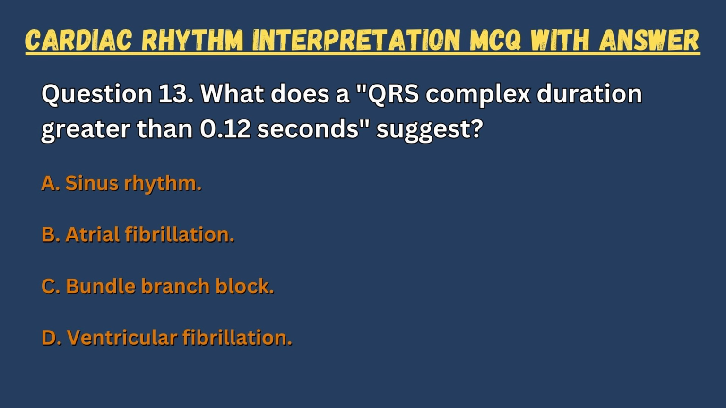Question 13. What does a QRS complex duration greater than 0.12 seconds suggest? A. Sinus rhythm. B. Atrial fibrillation. C. Bundle branch block. D. Ventricular fibrillation.